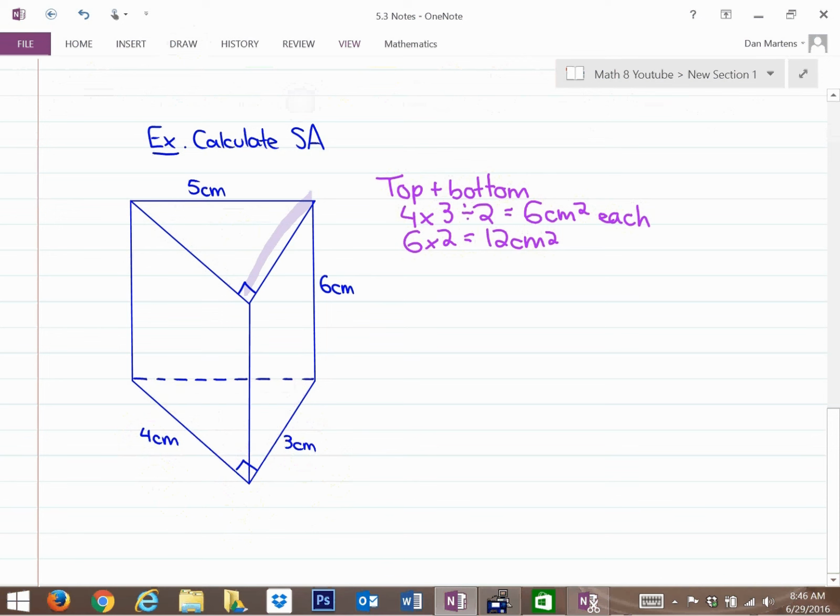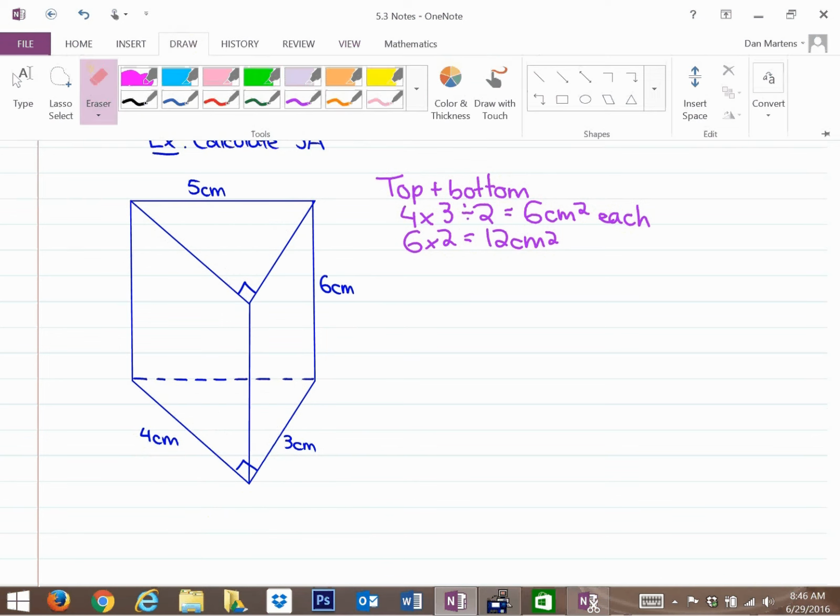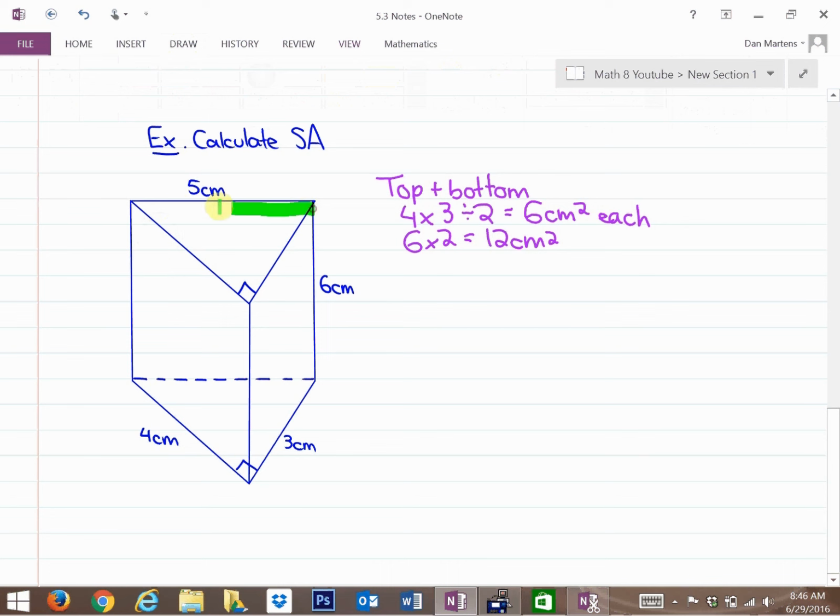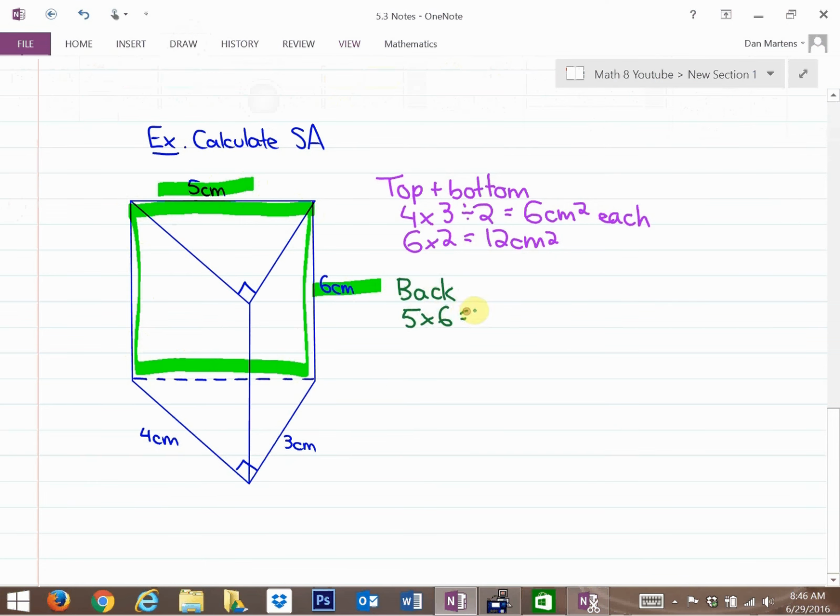The next thing you'll notice is that the 3 rectangles are actually all unique from each other. So I can do these all in parts. It doesn't matter which part you do when. If I look at this back rectangle here, that back rectangle is a 5 times a 6. So let me just call that the back. So back is 5 times 6, which is 30 centimeters squared, and that's a rectangle. We don't need to divide it by 2.